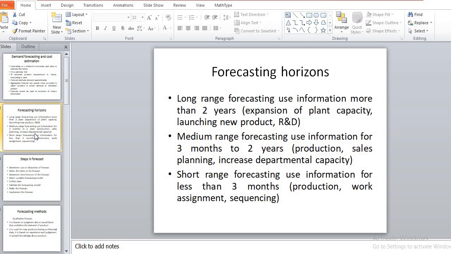Again, medium range forecasting is related to sales planning, production planning, or increasing some departmental capacity.